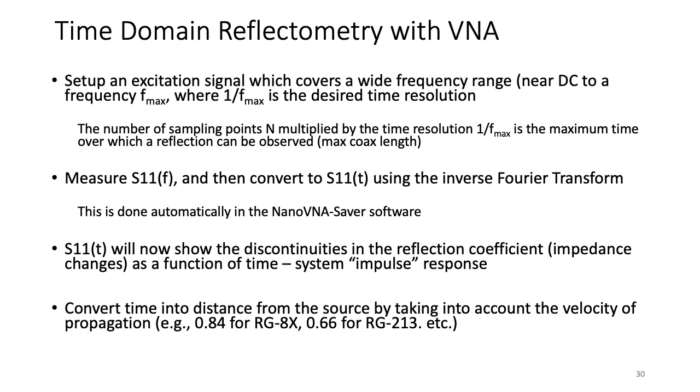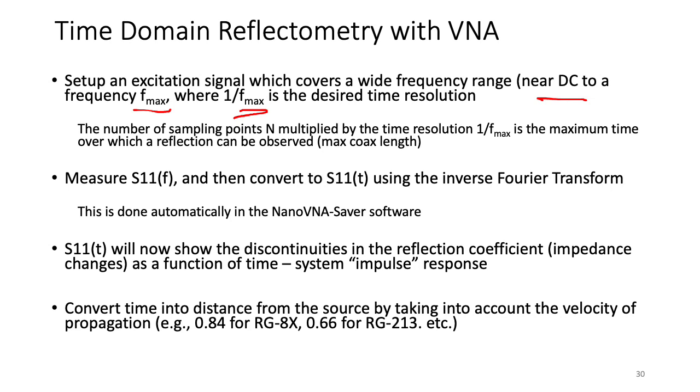With a vector network analyzer, we're going to set up an excitation signal, and this is going to be in the frequency domain, where we cover from near DC to some frequency f max, where 1 over f max is the desired time resolution. So if I have 1 gigahertz for my maximum frequency, the reciprocal of 1 gigahertz is around 1 nanosecond. The speed of light in free space is about 1 nanosecond per foot, so 1 nanosecond gives me about 1 foot resolution.